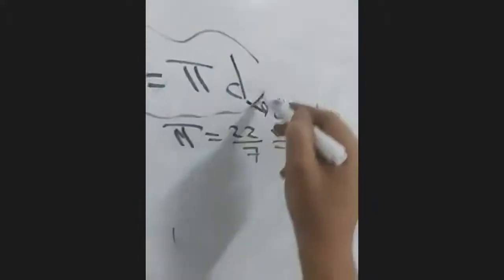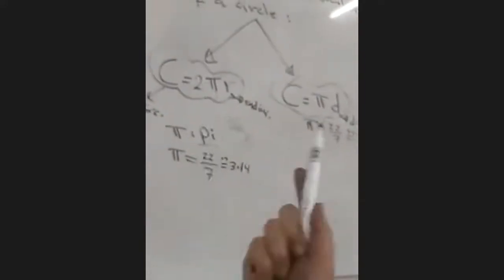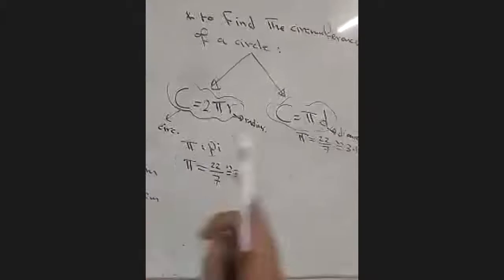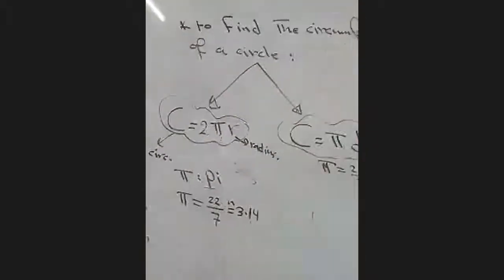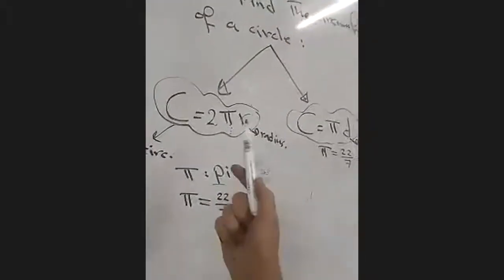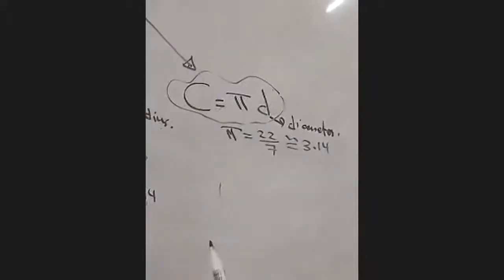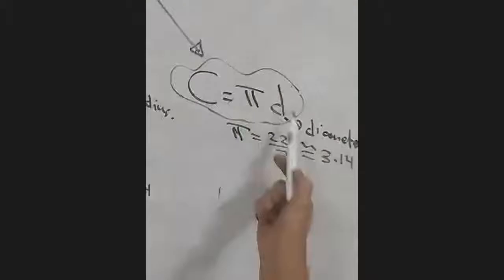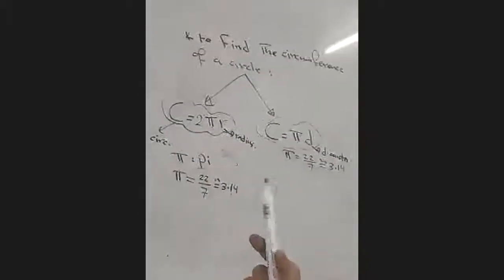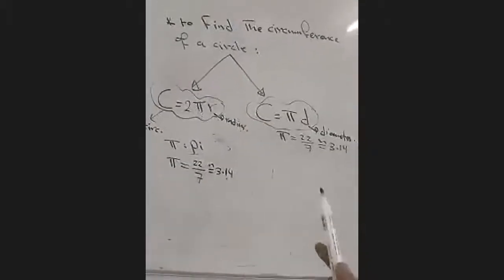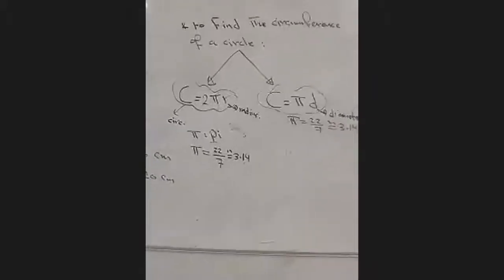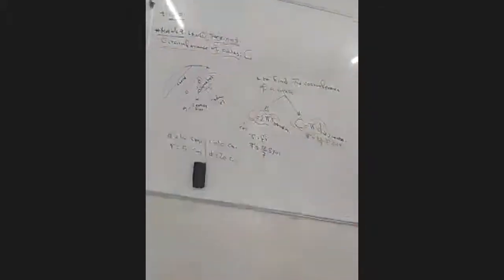Now you will ask me, Mr., which formula will I use? Which formula will we use in solving our questions? You will use the formula that depends on the question. If the question gives you R, the radius, you will use this. If the question gives you the diameter, you will use this. So it depends on the question, okay? Don't forget that. So this is the general idea about this lesson.